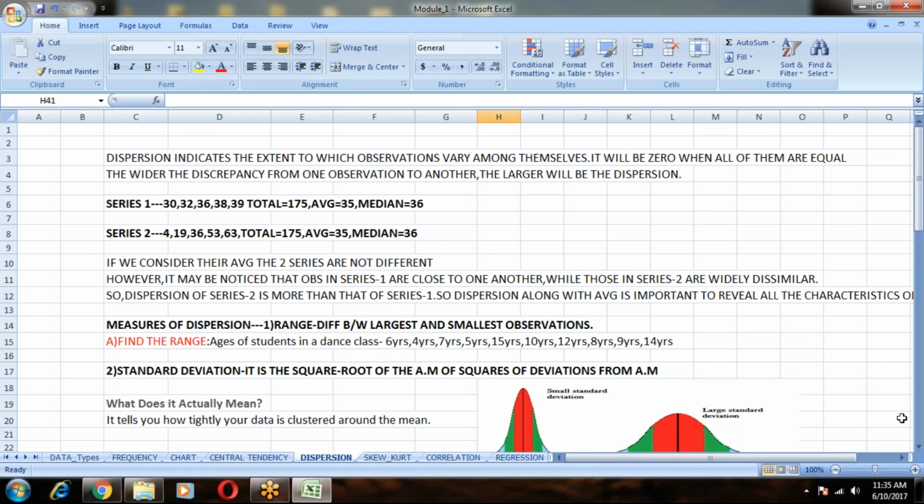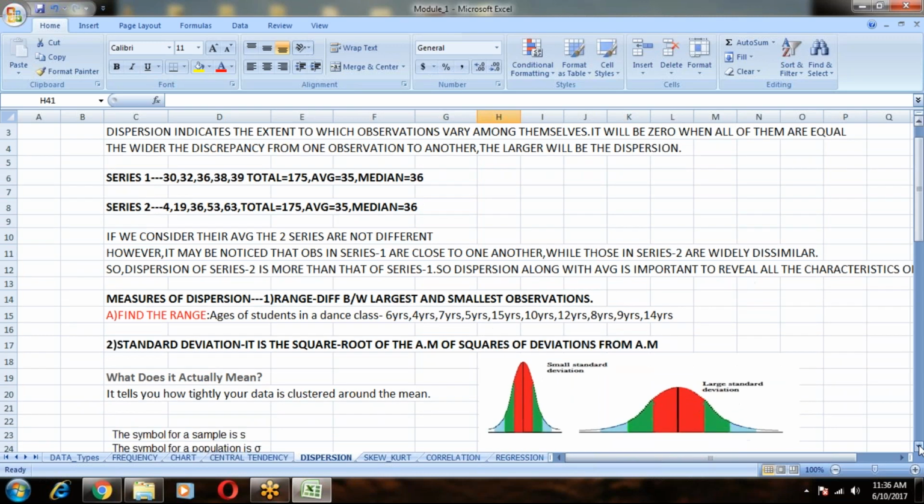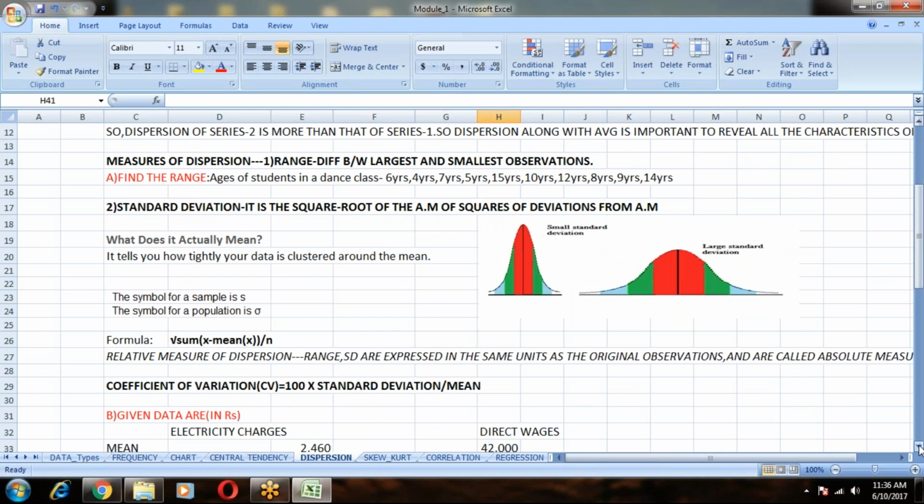Okay, so in dispersion, we might have so many measurements, but I have considered those measurements which are actually used in our analytics part. One is range, another one is standard deviation, another one is coefficient of variation. Range is the simplest one. For a set of observations, the difference between the maximum value and the minimum value is called range.